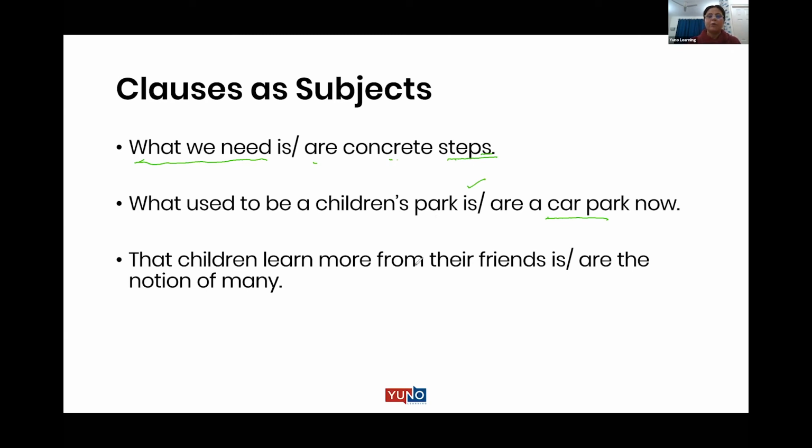That children learn more from their friends. This type of clause is singular. That children learn more from their friends is the notion of many. We cannot say that children learn more from their friends are the notion of many. Because it is just one thing that we are talking about. That such sentences should trouble you is a matter of concern for me.